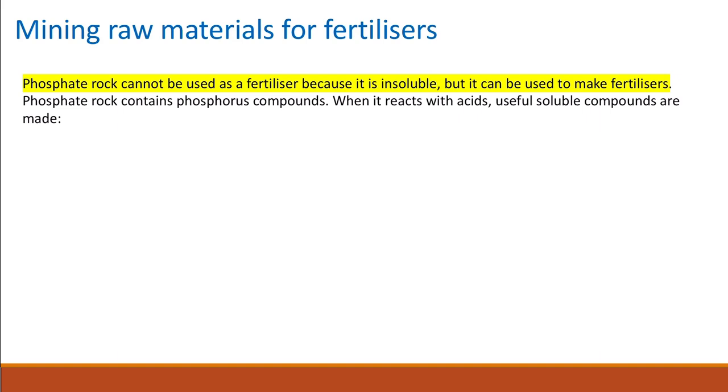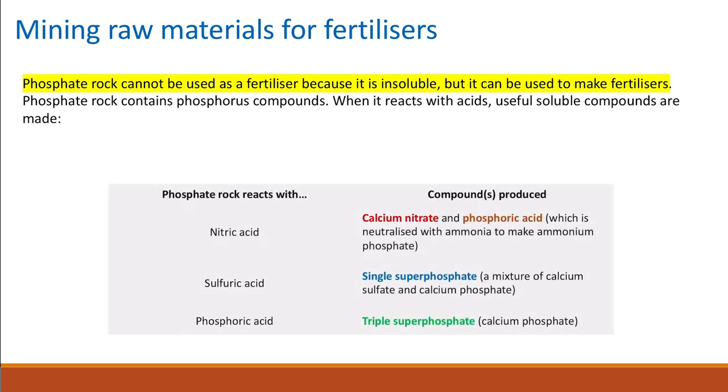Phosphate rock cannot be used as a fertilizer because it's insoluble in water. However, it can be used to make fertilizers, because being insoluble, phosphate rocks can react with acids to give soluble compounds. You need to know the different acids and what the products are when the phosphate rock reacts with that particular acid. If it reacts with nitric acid, that will give you calcium nitrate and phosphoric acid. If it reacts with sulfuric acid, that will give you single superphosphate. If it reacts with phosphoric acid, that will give you triple superphosphate.